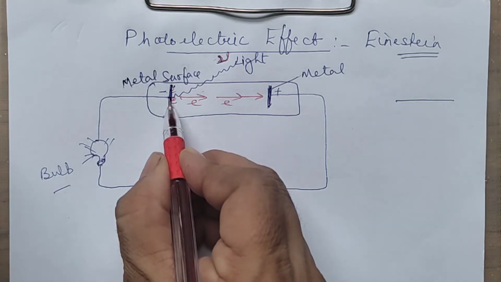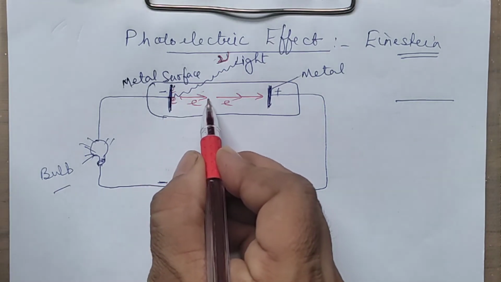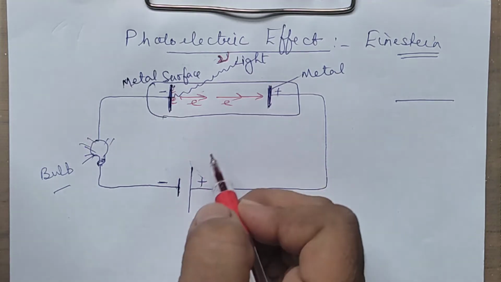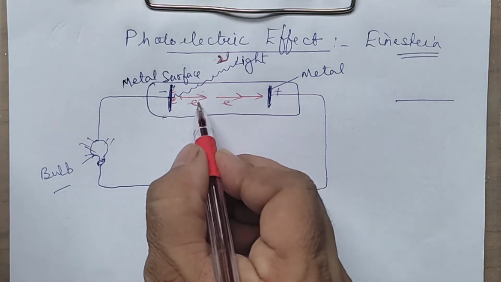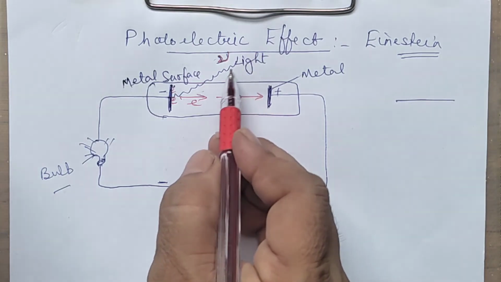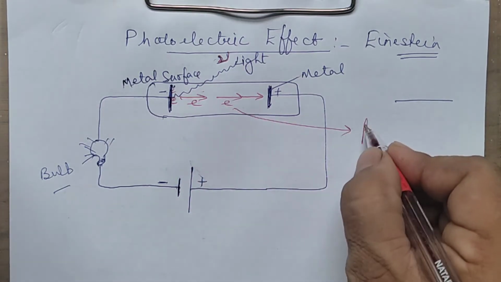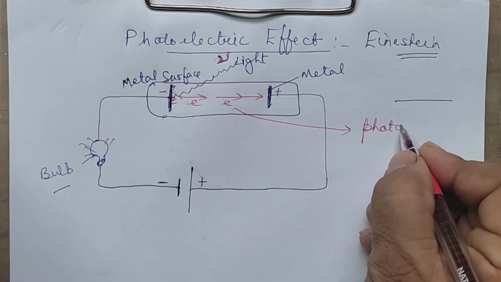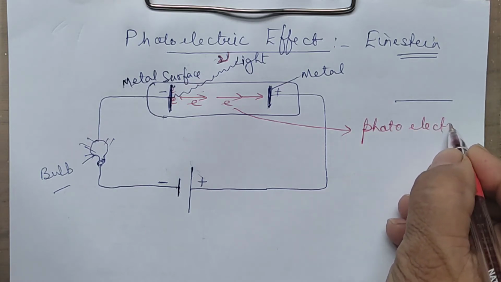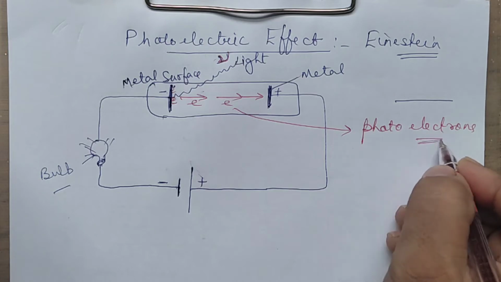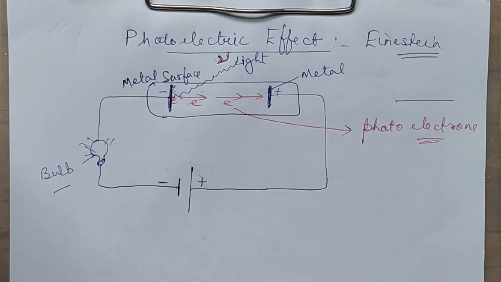So electrons are ejected from here and these electrons start moving toward the positive plate. These electrons are ejected when the light falls on it. So these electrons are termed as photoelectrons, and the phenomenon is called the photoelectric effect. Okay, I think this part is clear, like what the photoelectric effect is.